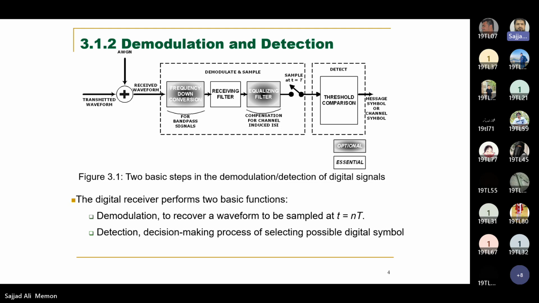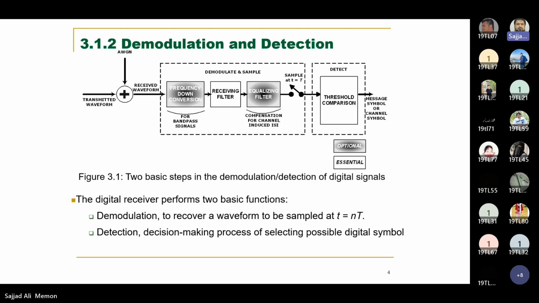In this lecture, we will be covering demodulation and detection. Figure 3.1 shows two basic steps of demodulation and detection of digital signals. As you can see in the figure, the received signal consists of the transmitted waveform and noise. We are considering AWGN noise, that means the noise has been modeled using AWGN. So the received signal, R of t, is equal to S of t plus N of t, where S of t is the transmitted signal and N of t is the noise added with the transmitted signal.